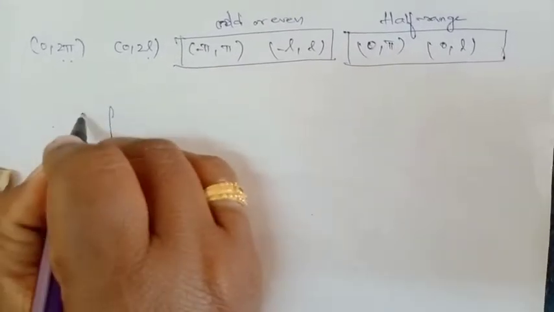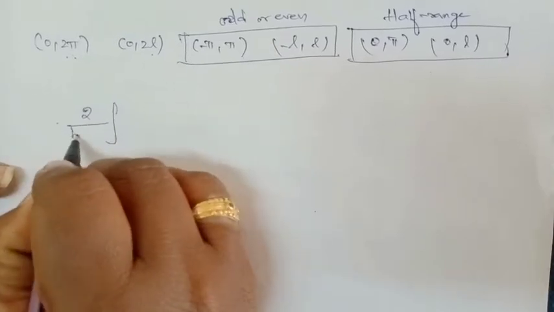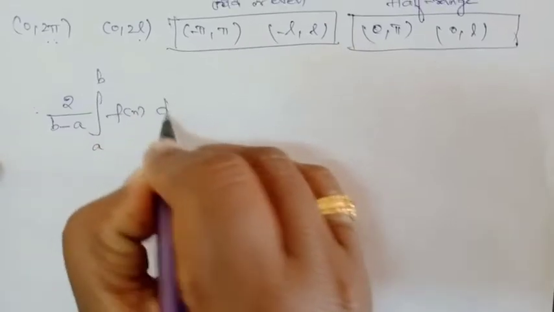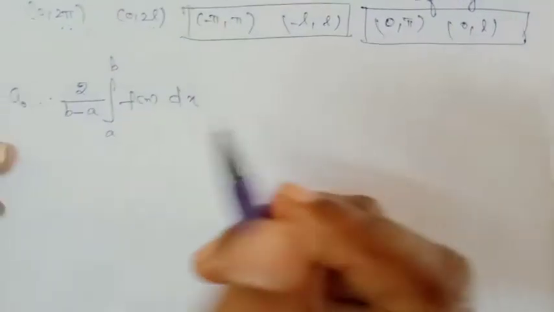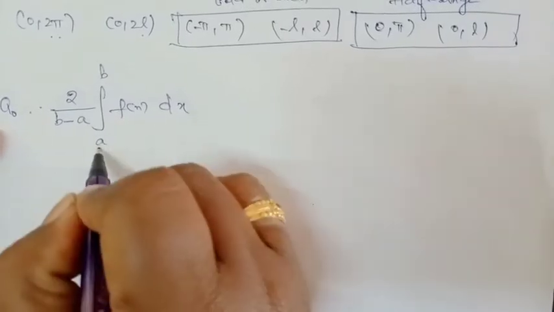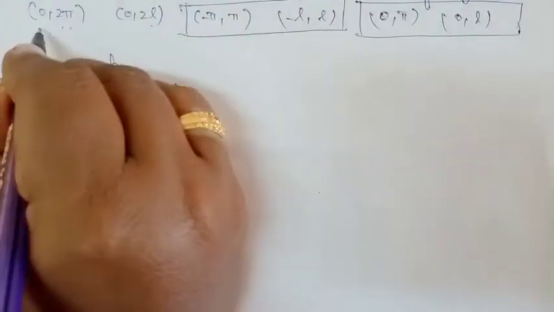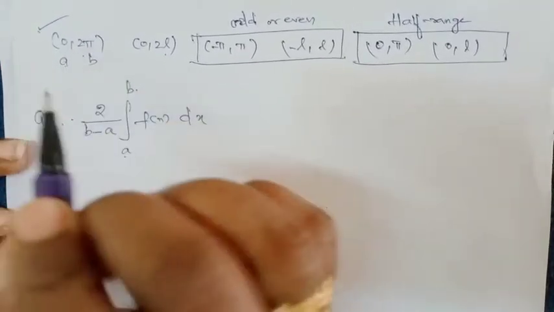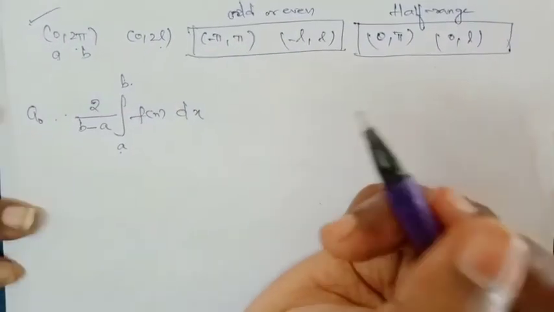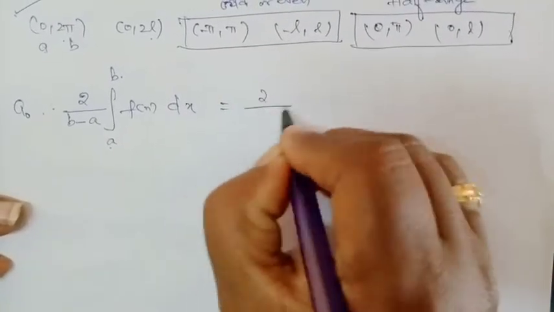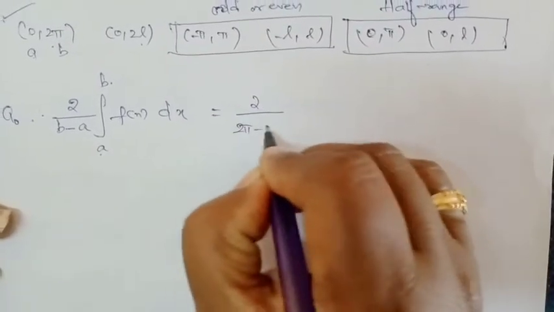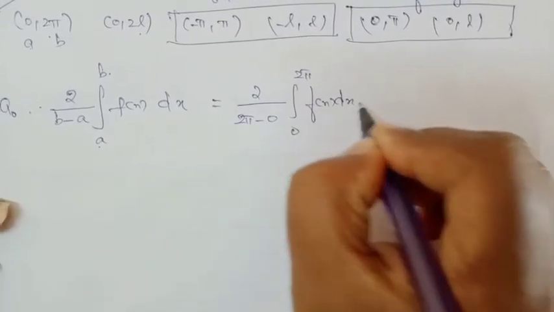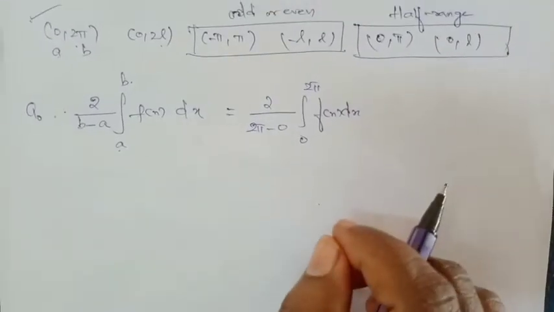So it is quite easy and simple. If you put 2 by b minus a integral a to b f of x dx in case of a0. Now let us look at what a and b are. So a is the lower limit and b is the upper limit. So for this particular interval a, b, 0 is the lower limit and 2 pi is the upper limit. So therefore 2 by, here b is 2 pi minus 0, integral 0 to 2 pi f of x dx. So this is the way you have to understand this formulation.